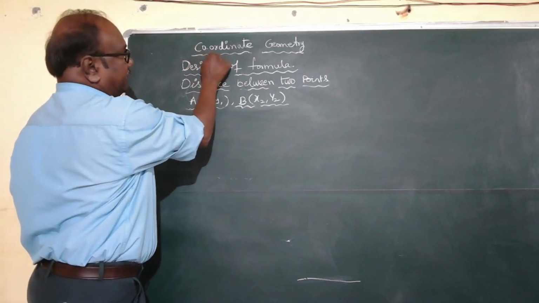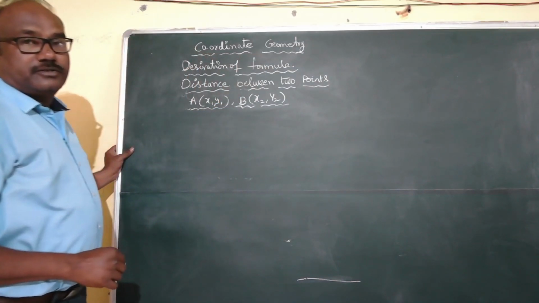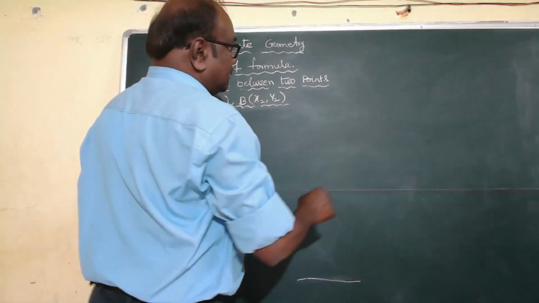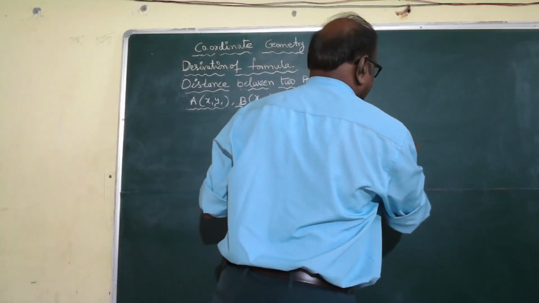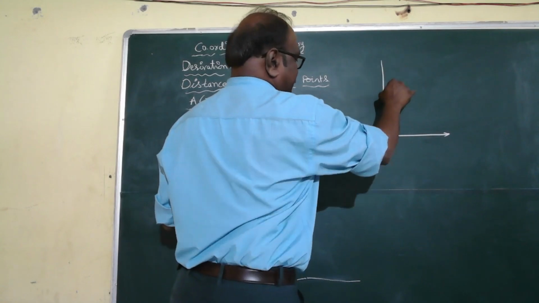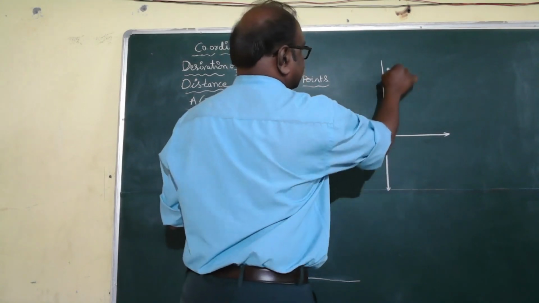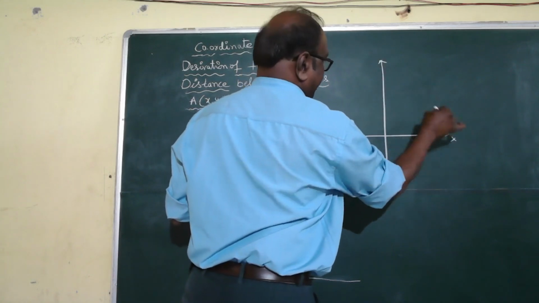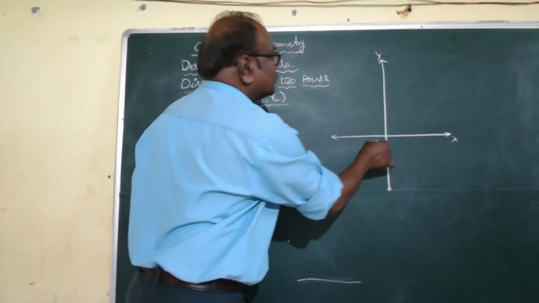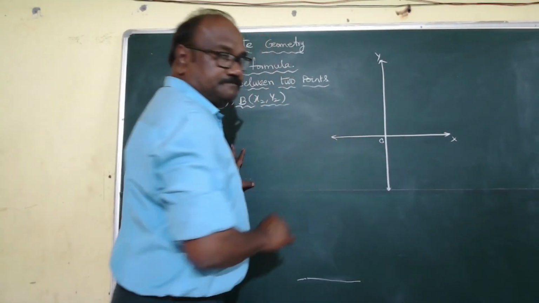Coordinate geometry. In this coordinate geometry, we know that the horizontal line is called the x-axis and the vertical line is called the y-axis. The intersecting point of these two axes is called the origin O.